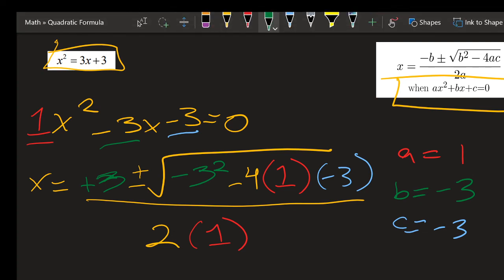Now if we simplify this, we see that x equals 3 plus or minus the square root of 9 plus 12 over 2. So we can take this a step further and say that x equals 3 plus or minus the square root of 21 over 2. And we can't simplify this further, so this will be our final answer.